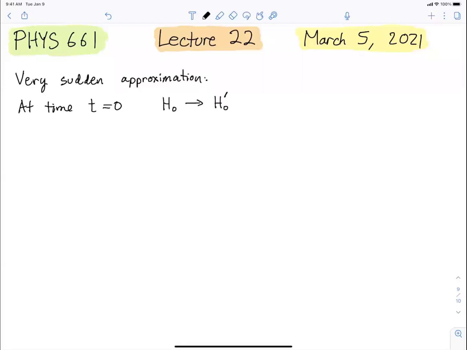And we also had a slightly more general case where at time t equals 0, for a short time, it turned into something else again. But that was the sudden approximation. This is the very sudden approximation. And what's important about these Hamiltonians, H0 and H0 prime, is that in each case, we are supposing that we know the stationary states.